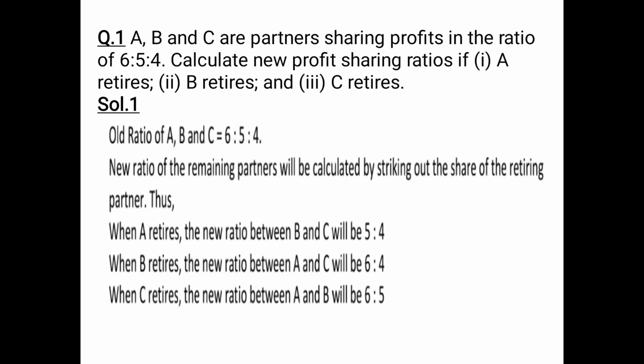So in case number 1, when A retires, we will strike out the share of A, that is 6. Therefore, we will be left with 5:4. So that will become the new PSR of remaining partners B and C. Then case number 2, when B retires, we will strike out the share of B, that is 5, and the remaining share 6:4 will be the new share of the remaining partners A and C. Then case number 3, when C retires, we will strike out the share of C, that is 4. Then we will be left with 6:5, which will become the new PSR of the remaining partners A and B.